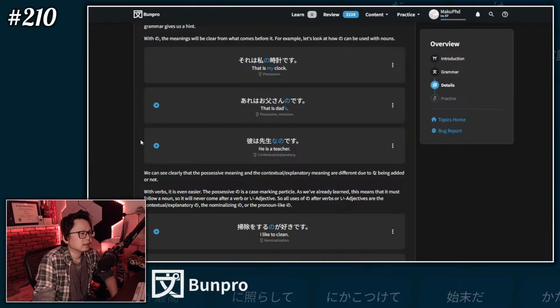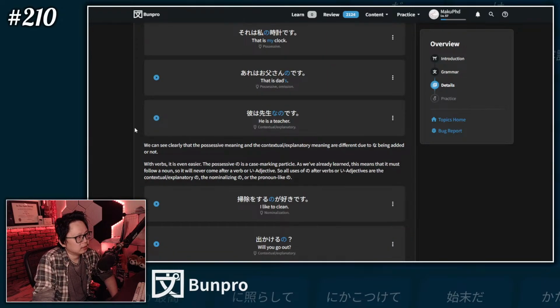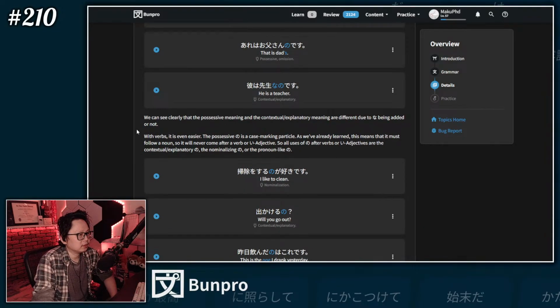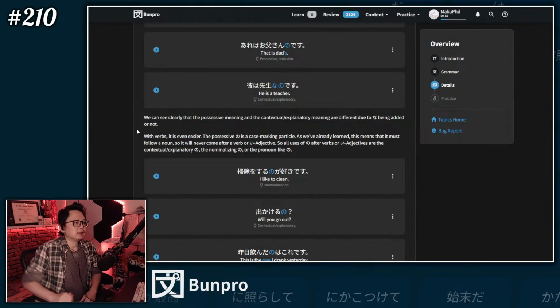I mean, that's preceded by an adjective. Sensei na is the status of the teacher. We can see clearly that the possessive meaning and the contextual explanatory meaning are different due to na being added or not. That's fair. With verbs, it is even easier. The possessive no is a case marking particle. So we're talking about, as we've already learned, this means that it must follow a noun. So it will never come after a verb or i adjective. So all uses of no after verbs or i adjectives are the contextual explanatory no, the nominalizing no, or the pronoun like no. So let's think about this for a moment.